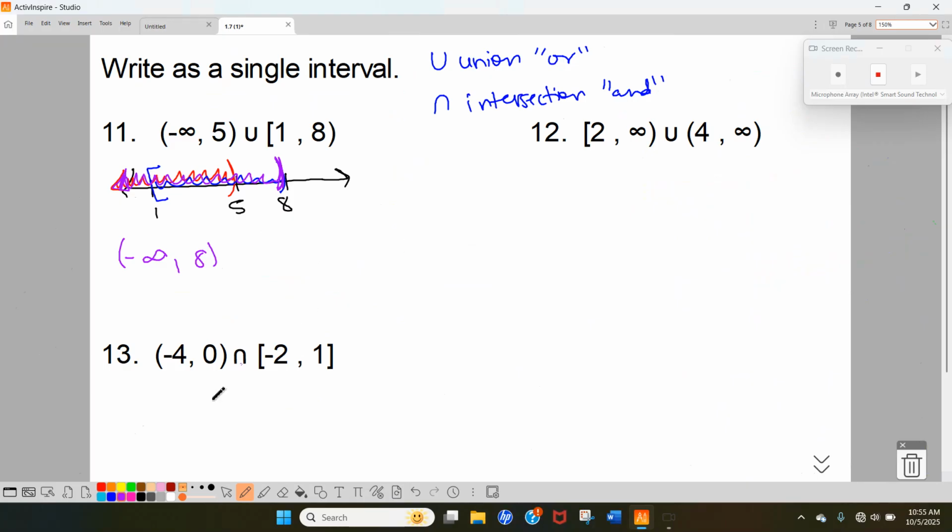All right, number 12. You just have the number 2 and the number 4. We want to be 2 and bigger. We want to be 4 and bigger. I was going to do that in a different color. All right, so again, that U symbol means we're going to unite them. So anything shaded is fair game. So we're going to go from 2 to infinity.